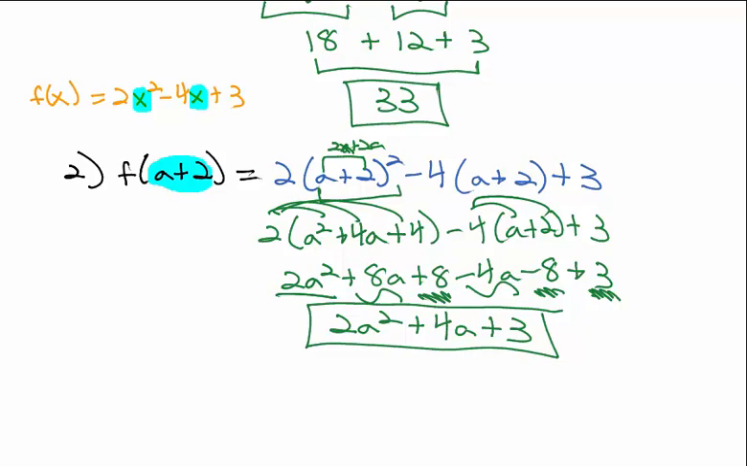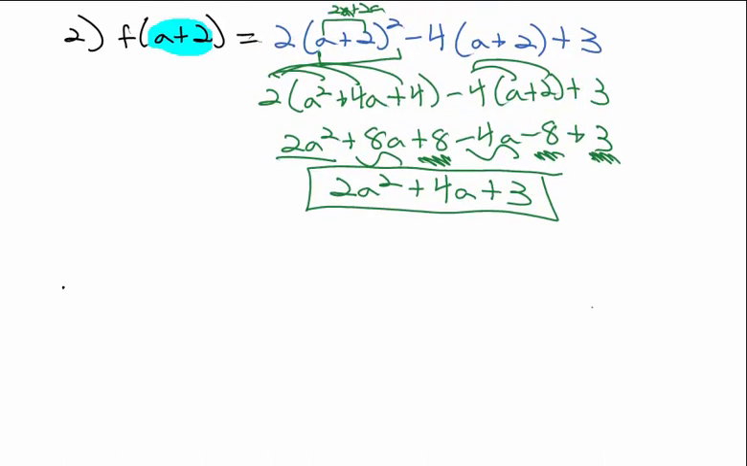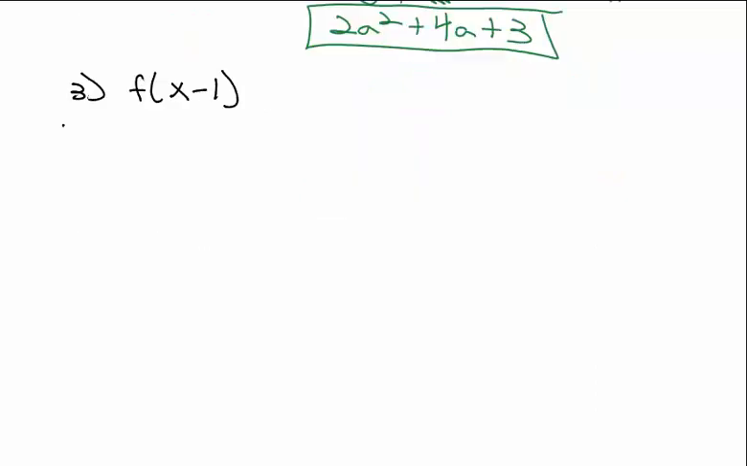We're simply replacing the variables, the x's, with what stuff goes into the function. So let's look at another one. We're on number 3 now. Let's find f of x minus 1. And again, it's off my screen. So just as a reminder, we had f of x equal to 2x squared minus 4x plus 3.